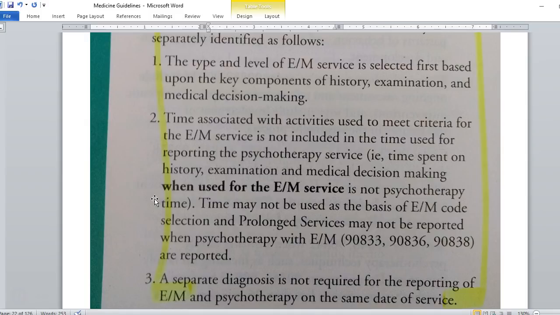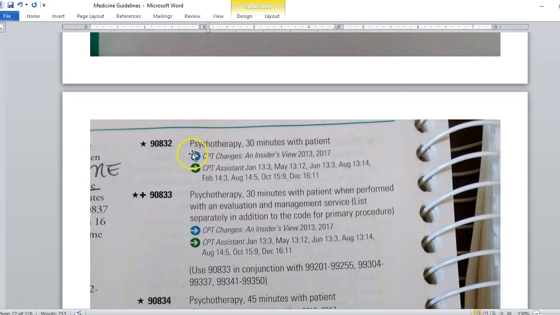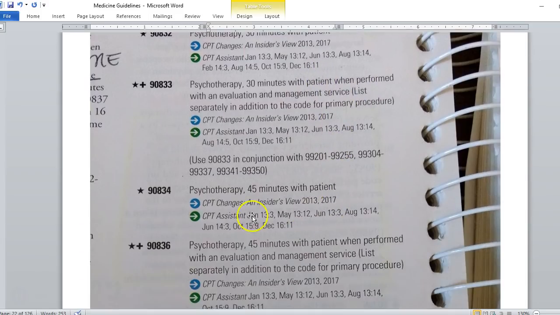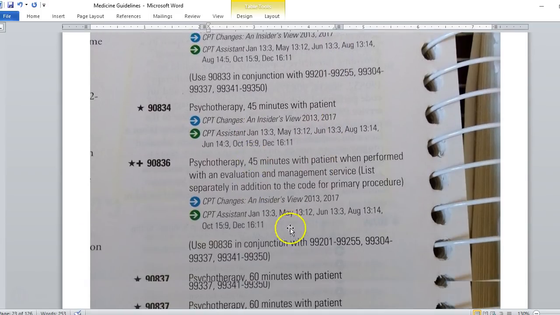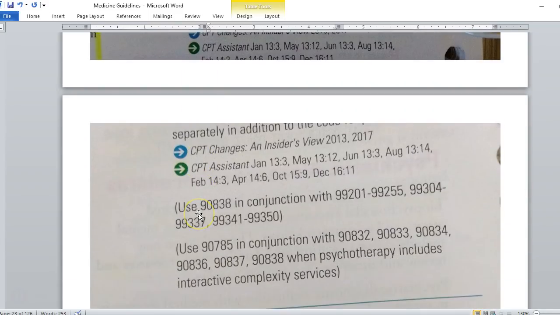So we have to know that this is a separate, significantly identifiable E&M service on the same date as a psychotherapy. However, a separate diagnosis is not required for the reporting of E&M and psychotherapy on the same date of service. So again, we can see psychotherapy, 30 minutes with patient, psychotherapy, 30 minutes with patient when performed with evaluation and management. Again, 45 minutes, 45 with E&M, 60 minutes with E&M.